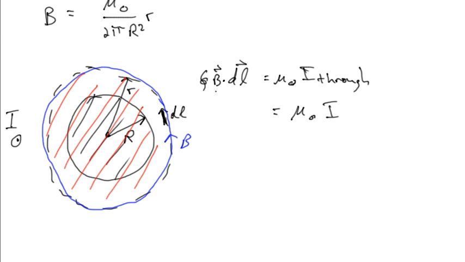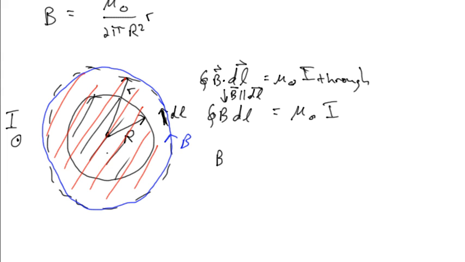And hence I can say that B is parallel to dl everywhere. So B parallel to dl, so the dot product just becomes the product of the two magnitudes. And then I can also factor it out.